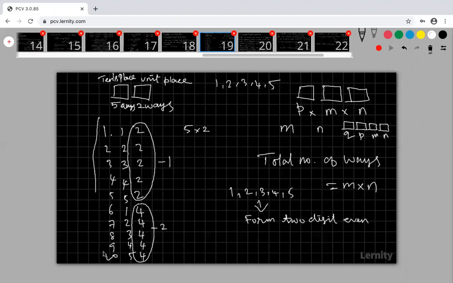The question is they are asking the number of ways. How many 2-digit even numbers can be formed? 10 even numbers can be formed. That is the answer. We are counting this. We are not finding the numbers, but we are counting. What is the counting? How many numbers are possible? How many 2-digit numbers can be formed? So that is what we are doing here. So everything is the number of ways.